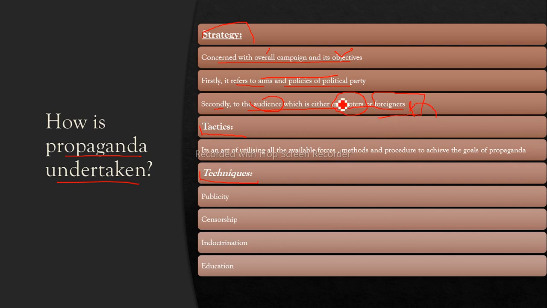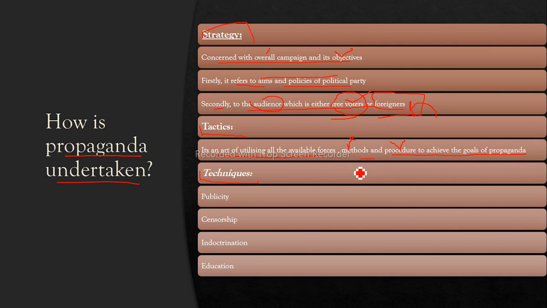So in that case, a political party will carry on propaganda to make the people give them their vote, the free voters, the uncommitted. So in that case, they will be their audience. The second thing is tactics. It's an art of utilizing all the available forces, methods, and procedures to achieve the goals of propaganda. So tactics includes all those methods and procedures which are available for the political party or propagandist to carry on its propaganda to achieve its goals.